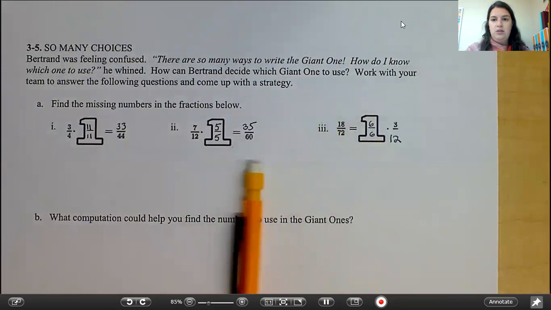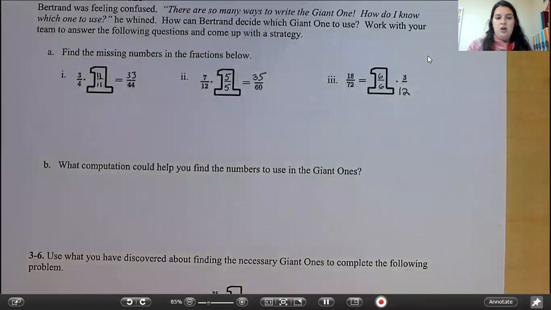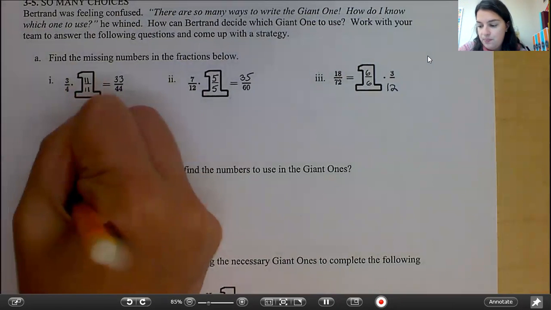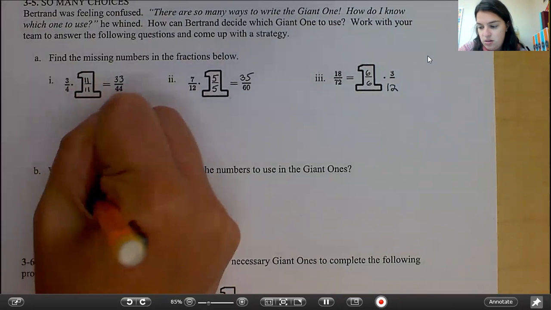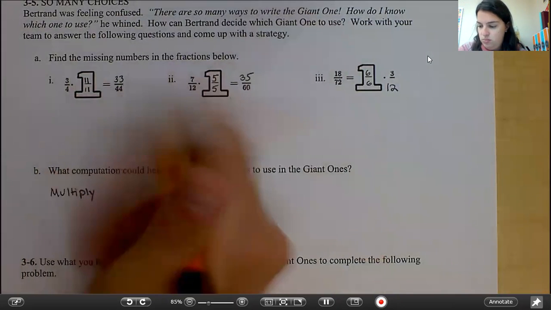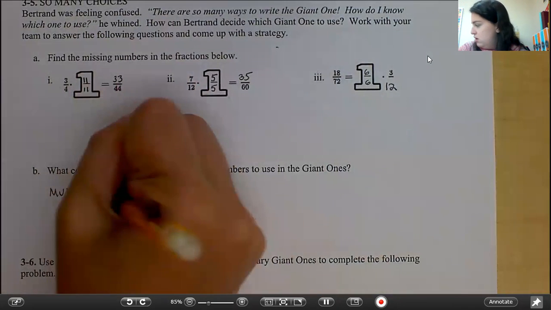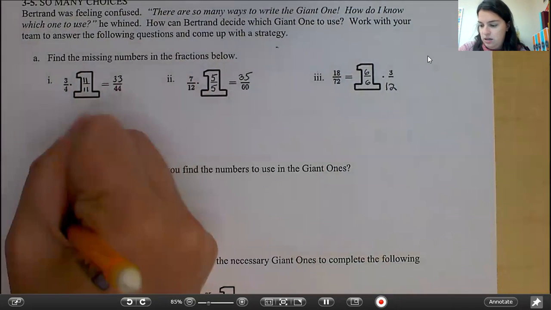Okay, so just hang on one second. So hopefully for part B, you heard me telling you what computation would help you here. You could have figured out what to multiply by. So multiplication could have helped you. But you also could have said division.